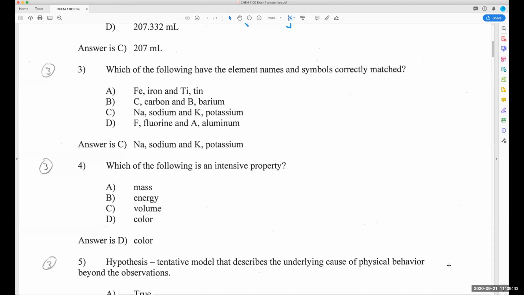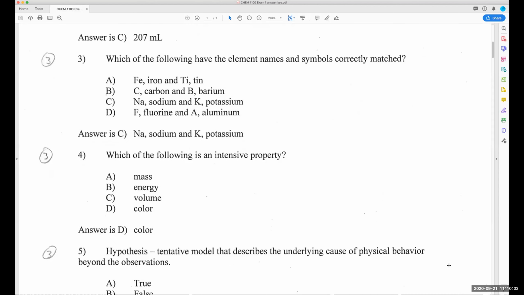Then the fourth one, which is an intensive property. Intensive is the one that's independent of how much stuff you have. And so color is the answer for that one. Number 5, hypothesis, tentative model that describes underlying cause of physical behavior beyond observations.